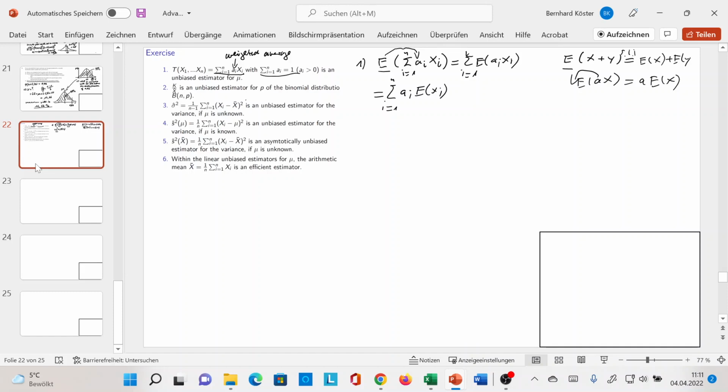And what is the expected value of our statistically independent random variables x_i? Well, this is just the expected value mu. So we obtain, and it is the same mu, of course, because all the x_i's are drawn from the same distribution, and therefore we obtain the sum of a_i times mu.